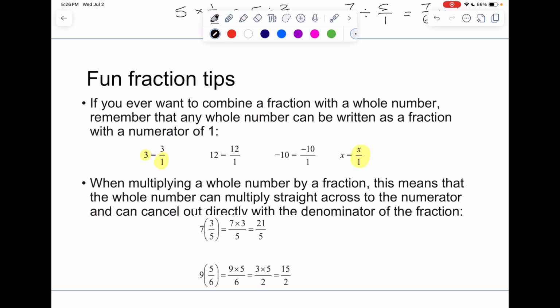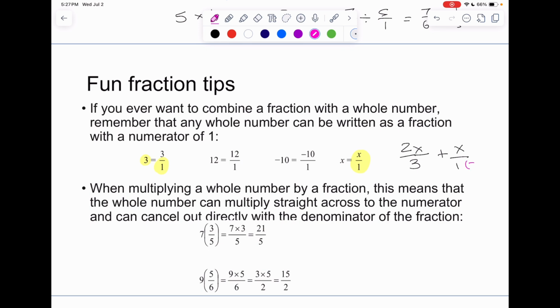So say, for example, I wanted to say 2x over 3 plus x. I would just put my x over 1. I would get myself a common denominator. Sorry, that's the world's ugliest 3. That's a 3. What's a common denominator between 1 and 3? Well, it's 3. So I'll multiply the bottom by 3 and multiply the top by 3.